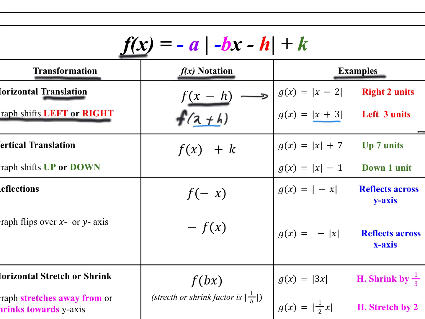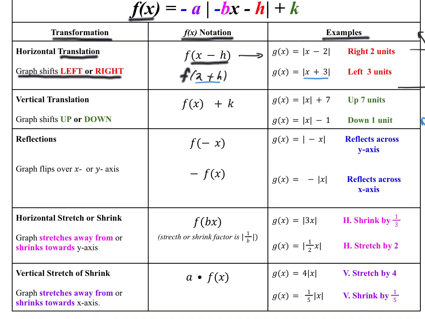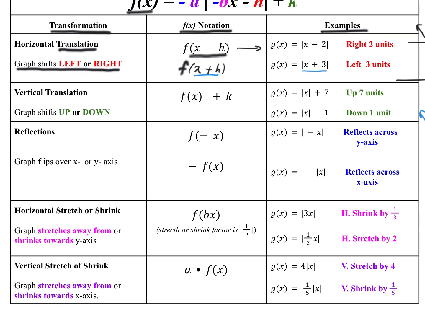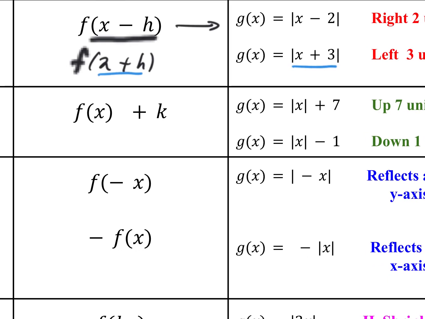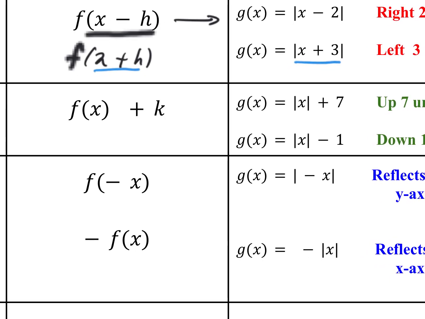Okay, so next, let's look at the second part of your translation, which is the vertical translation. Now, vertical translation says here that the graph shifts up or down. But how do we know whether it's going to go up or down? Now, let's look at the notation. The notation for going up is f(x) plus k. Okay, that k represents the units going up on your y-axis. What about down? It's going to be f(x) minus k units. It means it goes down.